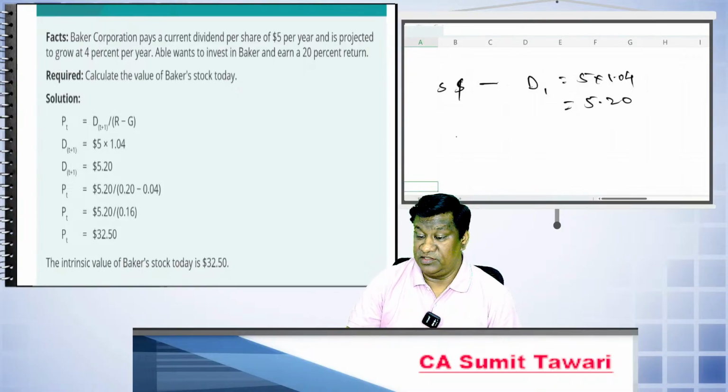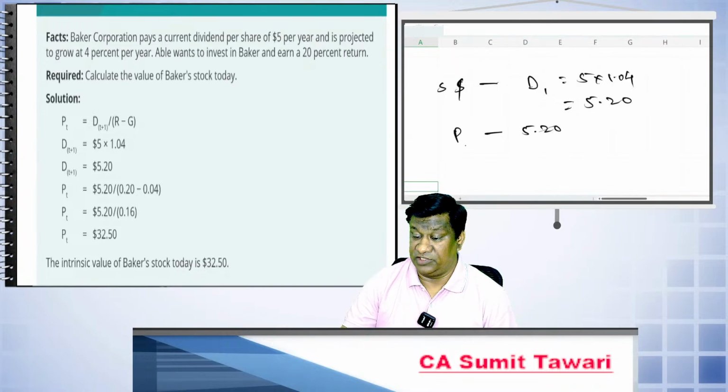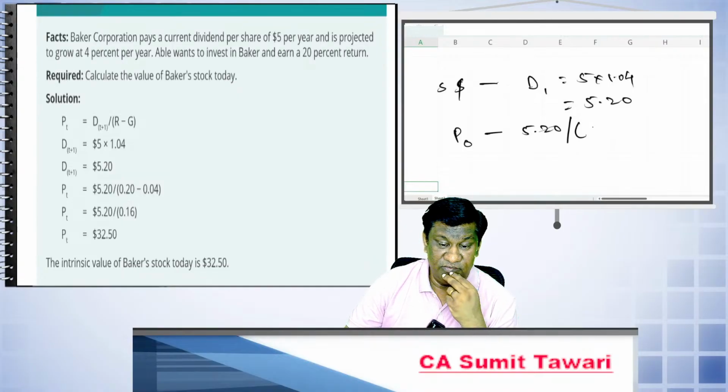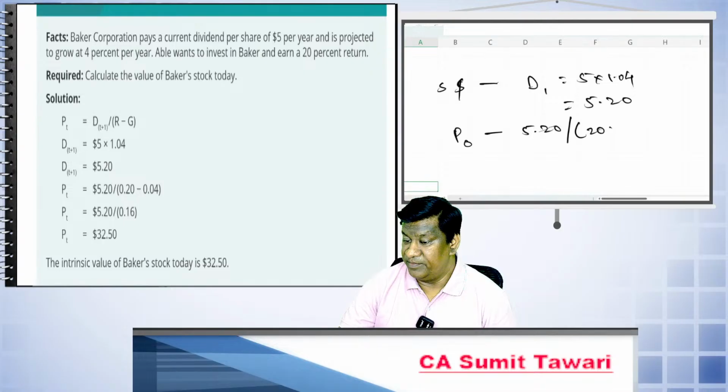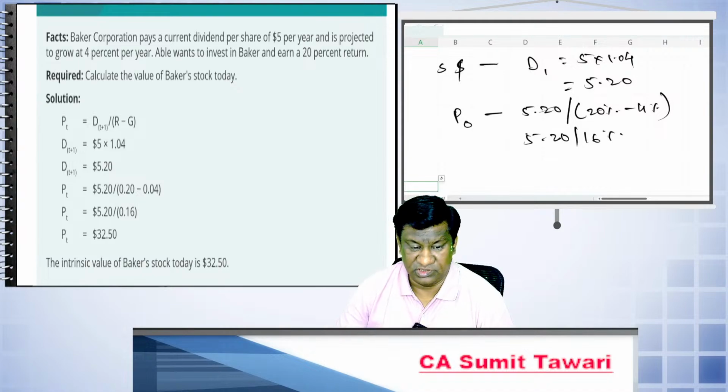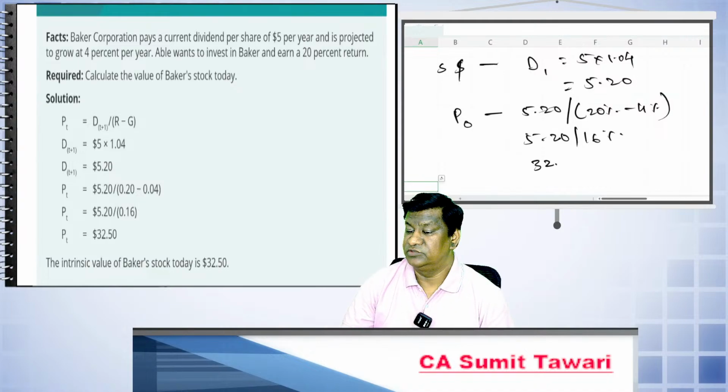Clear? Then the price I am going to calculate: 5.20, that you need to consider as P0, not P1. 5.20 divided by what is my expected return, 20%, since I want to invest and earn 20%, minus 4%, which is my growth rate. So 5.20 divided by 16%, and the amount is 32.5. This way I am going to calculate.